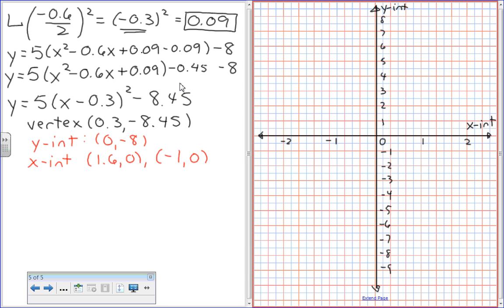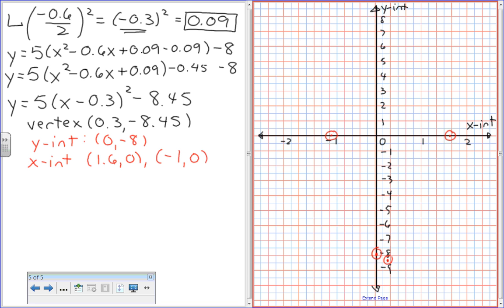All right, 0 and negative 8 is down here someplace. 1.6 and 0 is over here someplace. Negative 1, 0 is over here someplace, and 0.3 and negative 8.45 is about here approximately.